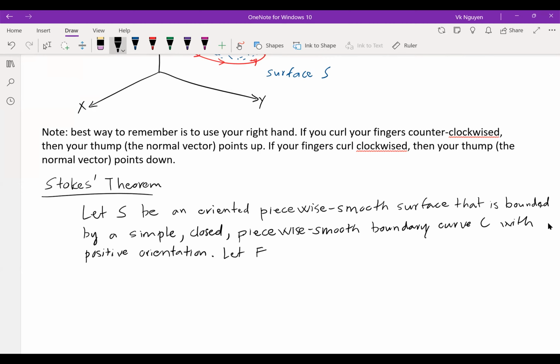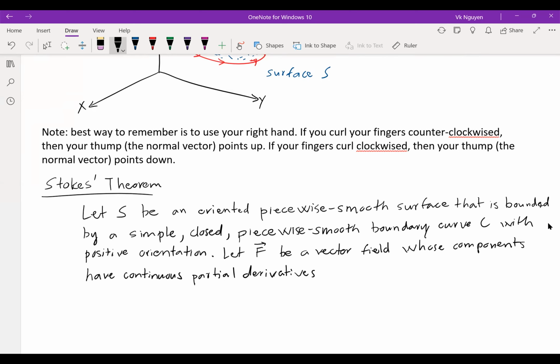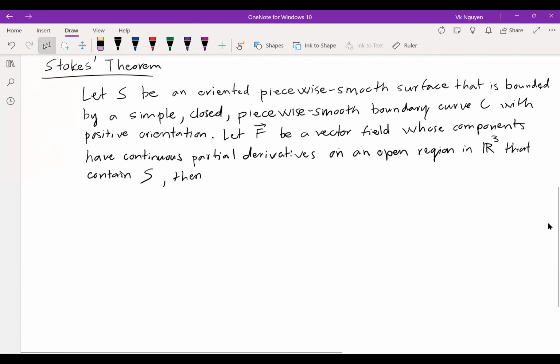Let F be a vector field whose components have continuous partial derivatives on an open region in R3 that contains S. Then this is true, and we're going to have this one.